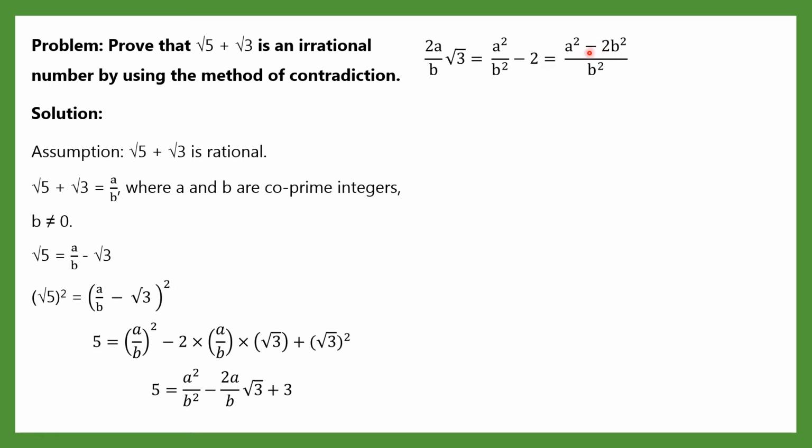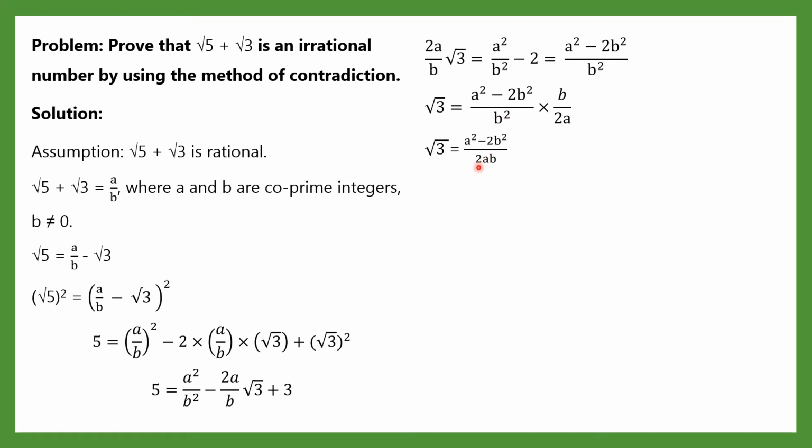Now on simplification, a square minus 2b square by b square. Now from this, root 3 is equal to a square minus 2b square by b square into, for 2a by b, you have to write the reciprocal of 2a by b, that is b by 2a. The fraction will be reversed. Okay, 2a by b will become b by 2a. Now one b we can cancel. Here b square is there, here b is there. You can cancel one b. After that we will get root 3 is equal to numerator a square minus 2b square, by, since we already canceled one b, b into 2a, 2ab.